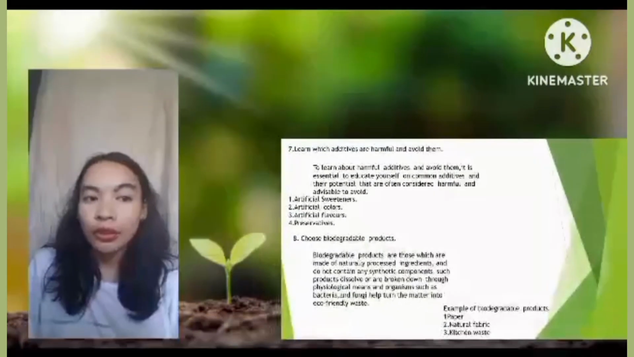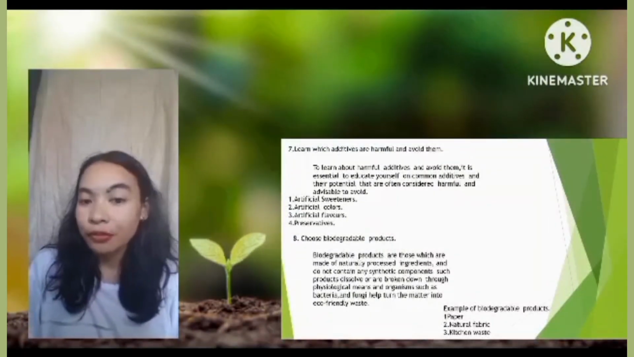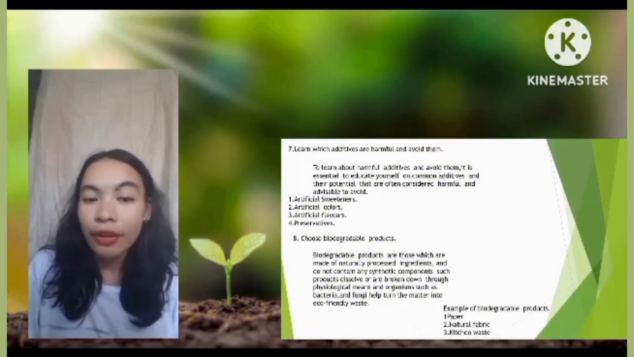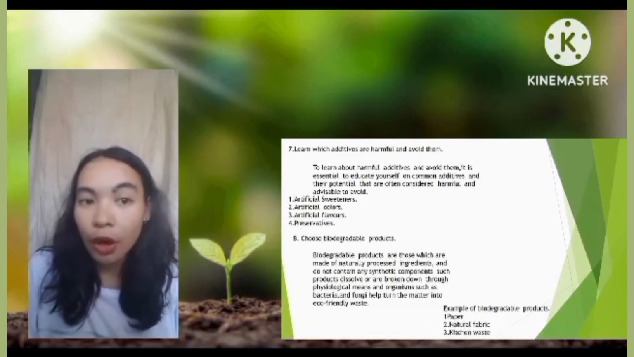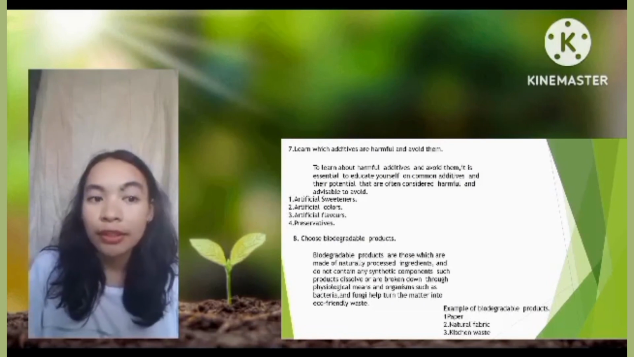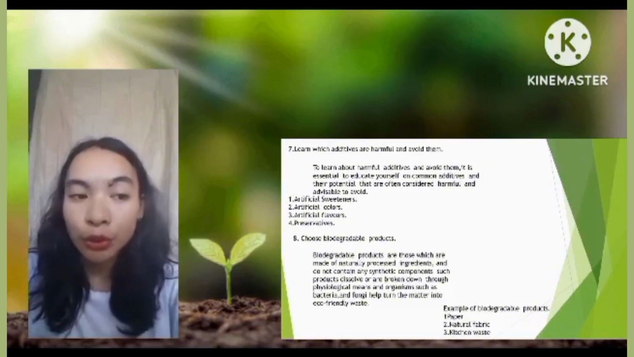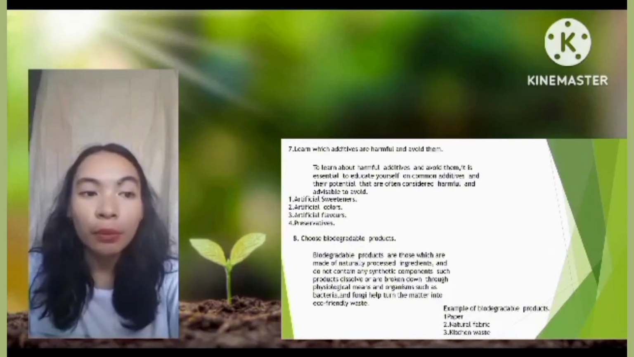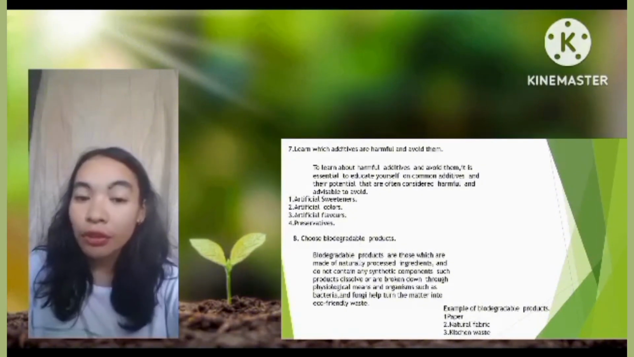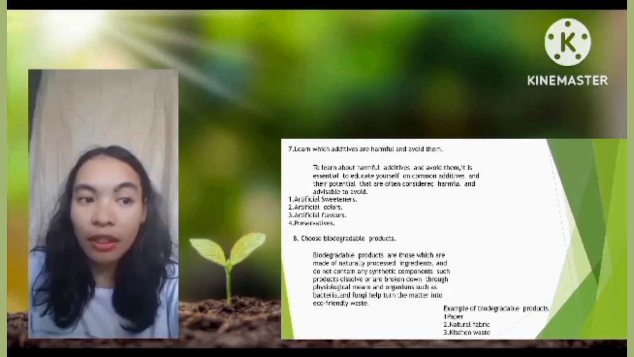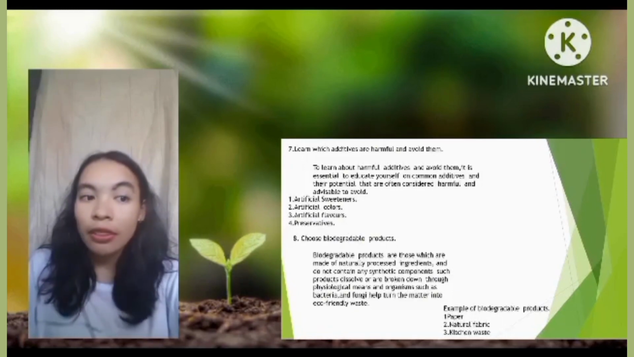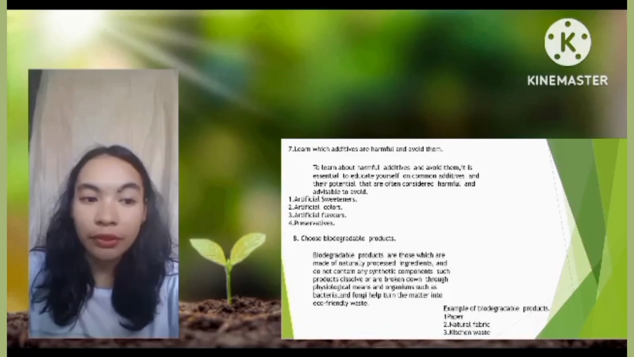Next rule, learn which additives are harmful and avoid them. To learn about harmful additives and avoid them, it is essential to educate yourself on common additives and their potential effects. They are often considered harmful and advisable to avoid. Number 1, artificial sweeteners. Number 2, artificial colors. Number 3, artificial flavors. Number 4, preservatives.